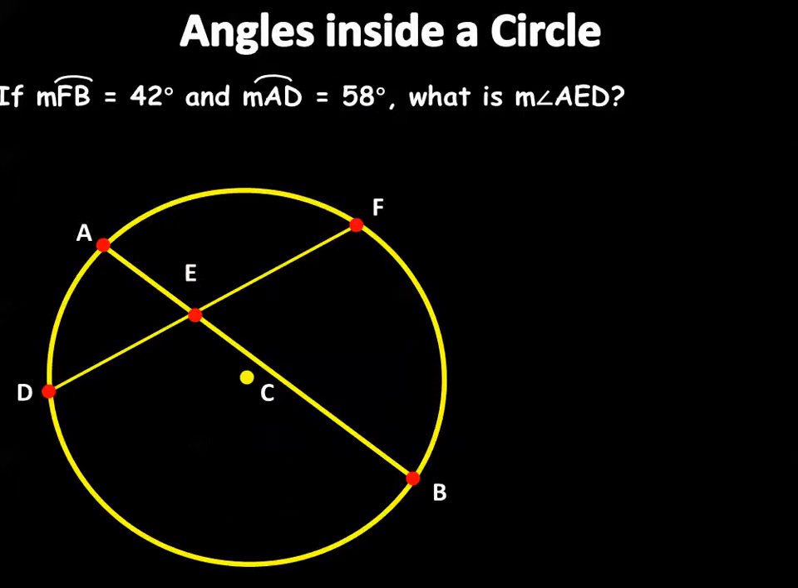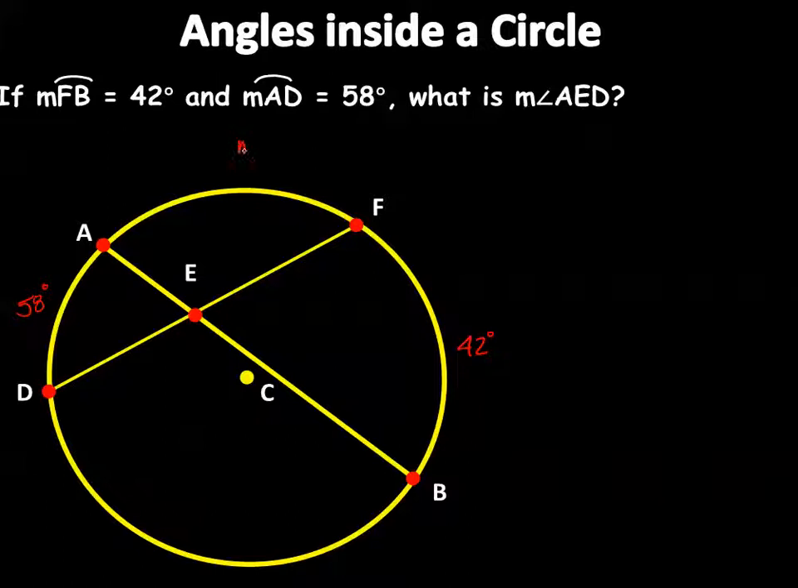Okay, so let's see an example. They say the arc FB is 42 degrees, and this is a good example of why you never go by what the picture looks like, because that is definitely bigger than 42 degrees. And the measure of arc AD is 58 degrees, which definitely is not 58. So don't go by the picture. Just do what the problem tells you.